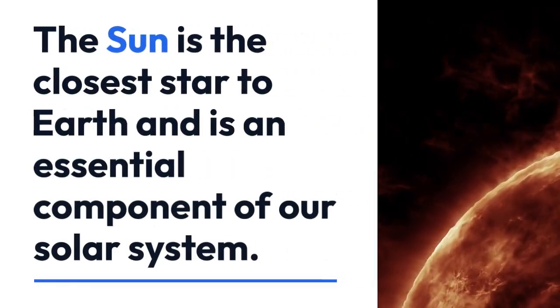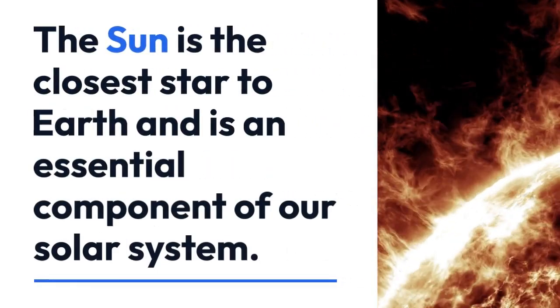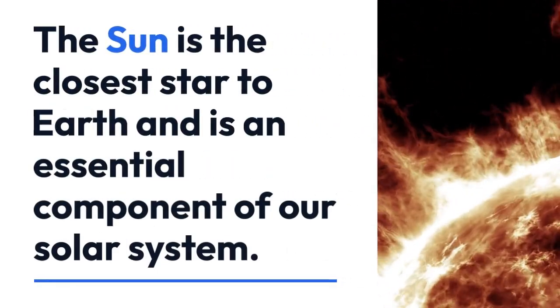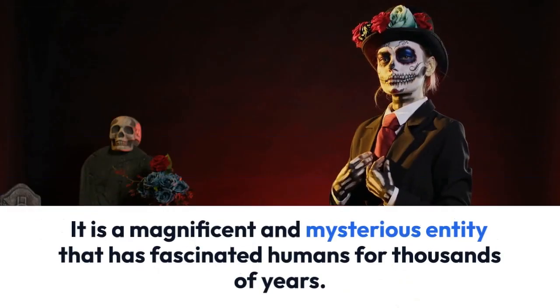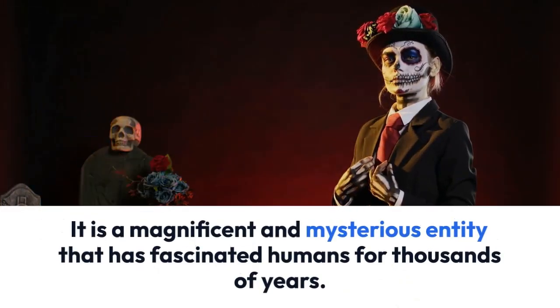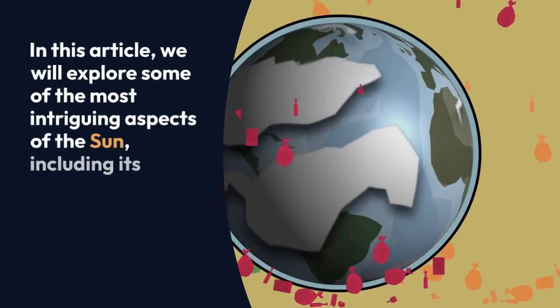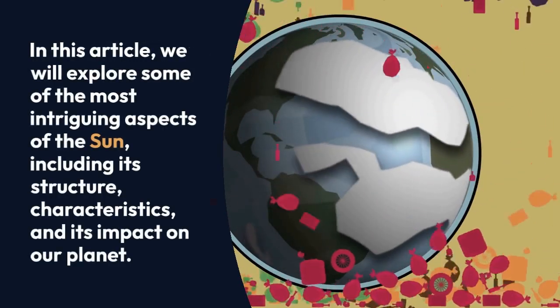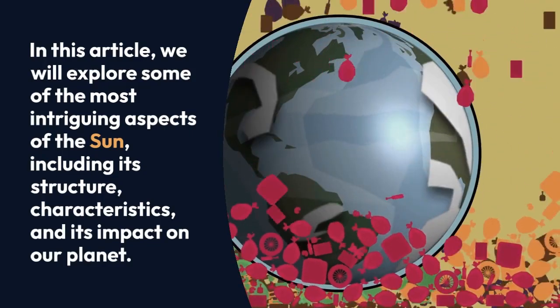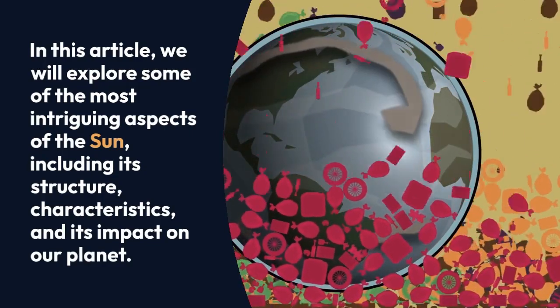The Sun is the closest star to Earth and is an essential component of our solar system. It is a magnificent and mysterious entity that has fascinated humans for thousands of years. In this article, we will explore some of the most intriguing aspects of the Sun, including its structure, characteristics, and its impact on our planet.